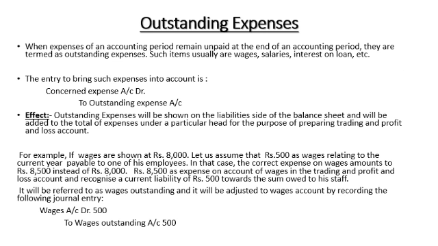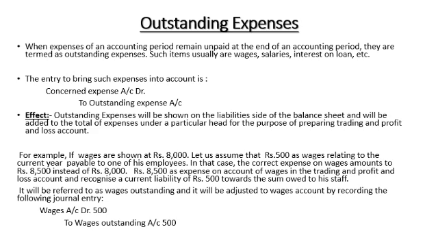Now you may see outstanding expenses. What do you mean by outstanding expenses? When the expenses of an accounting period remain unpaid at the end of the accounting period, that's why they are called outstanding expenses. Such items are related with expenses called wages, salaries, interest on loan, etc.